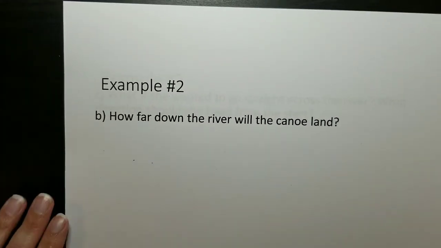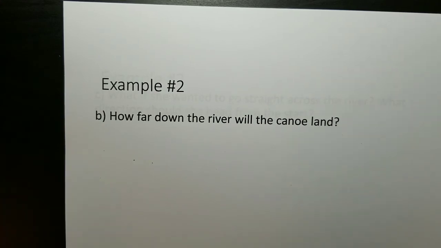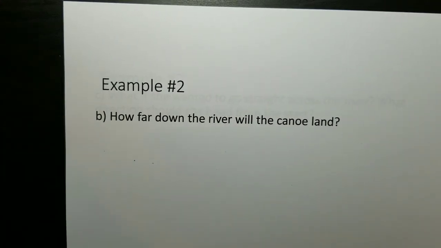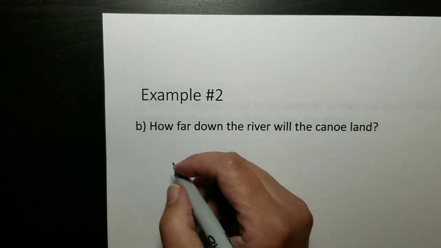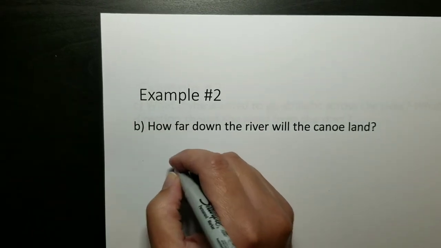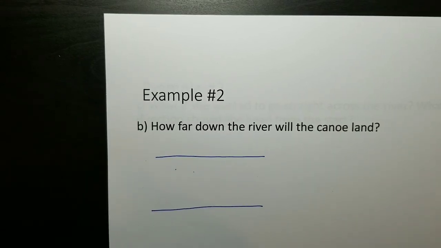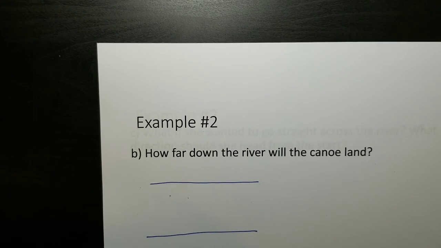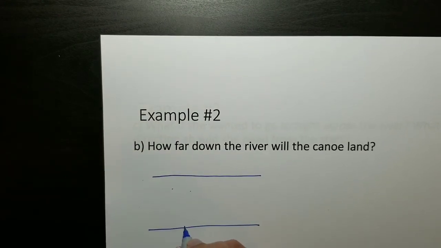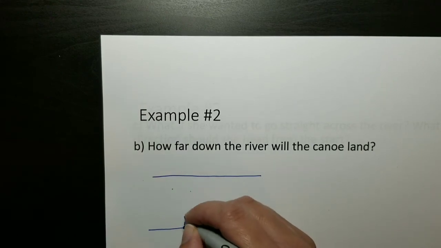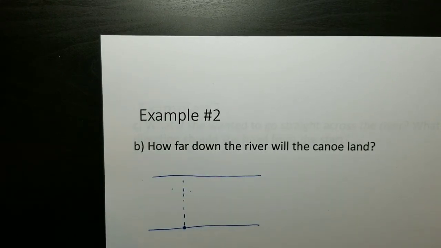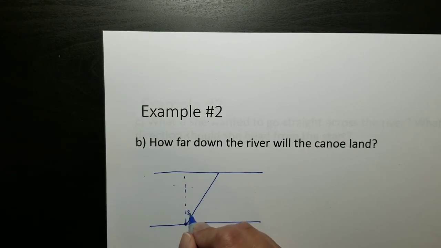The next one asks us, how far down the river will the canoe land? So this has come away from being a question about vectors to saying, okay, where is she going to actually end up? Now, say this was her starting point. We know that from the perpendicular where she was aiming, she's actually going at an angle of 21.8 degrees.